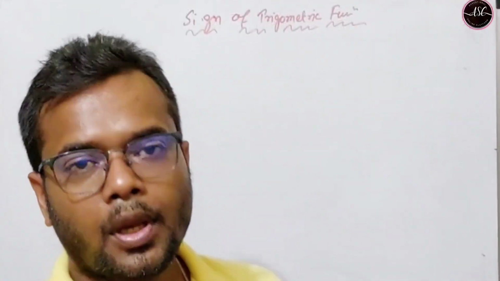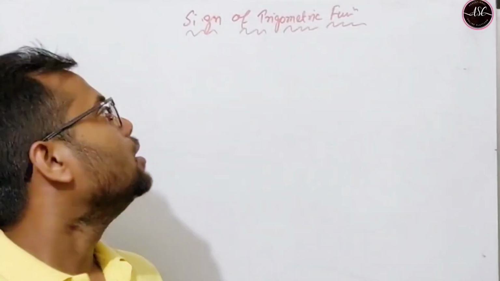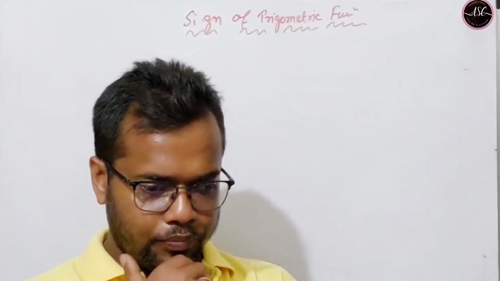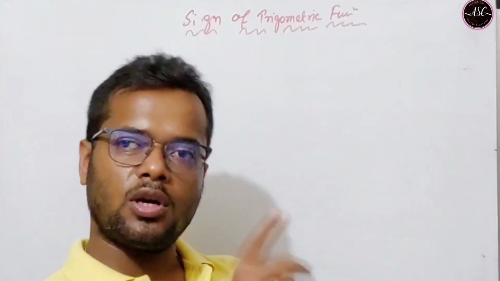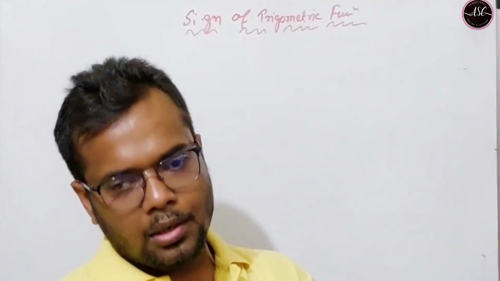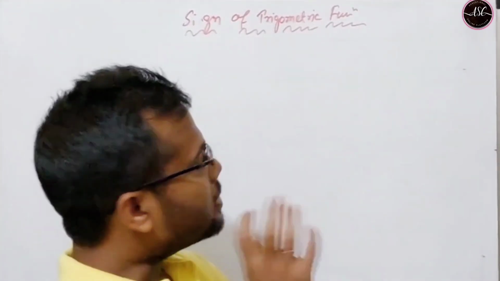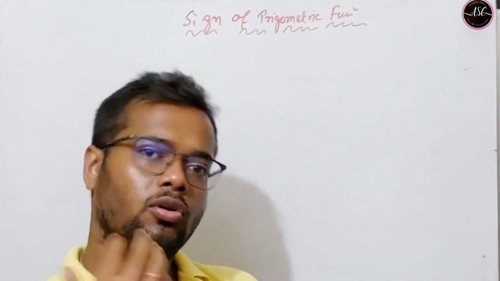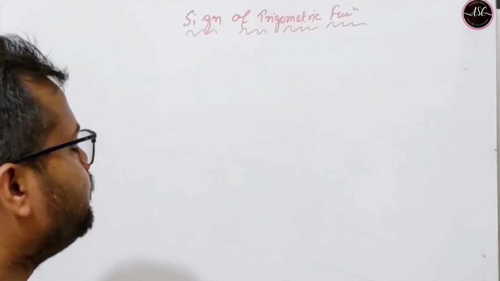Now we will learn about the sign of trigonometric functions. In the coordinate axis there are 4 quadrants: first quadrant, second quadrant, third quadrant, fourth quadrant, and here the sign of various trigonometric functions will be different. So we will learn this.